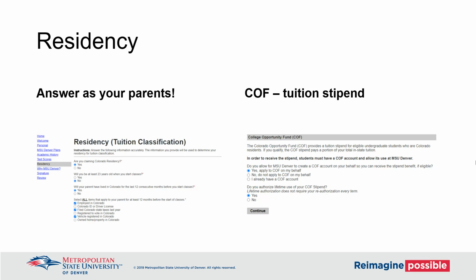Do you think you're eligible for in-state tuition? Let us know. If you're claiming Colorado residency and you're under 23 years old, you need to provide your parents' information. We also participate in the College Opportunity Fund, which provides a tuition stipend for Colorado students. Basically, it's some free money. So definitely say that yes, you would like MSU Denver to apply on your behalf and authorize us to use that COF stipend towards your tuition.